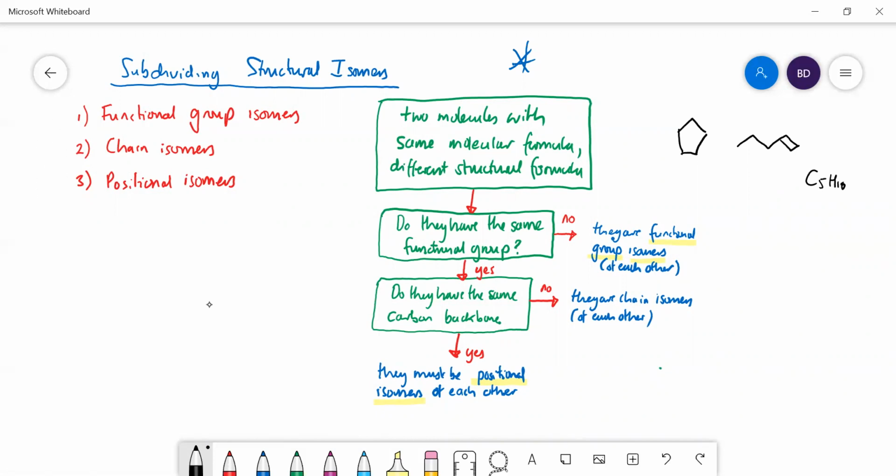Right. So the 2 molecules, looking at this bit here, do have the same molecular formula, different structural formula. This question, do they have the same functional group? No, they don't have the same functional group, do they? Because this one is an alkane, if you can call that a functional group. I don't really think you do. But this has got a carbon-carbon double bond. This has got an alkene functional group in it. So no, we go to the next step here. So we can decide these are functional group isomers of each other. This pair of isomers are functional group isomers of each other.